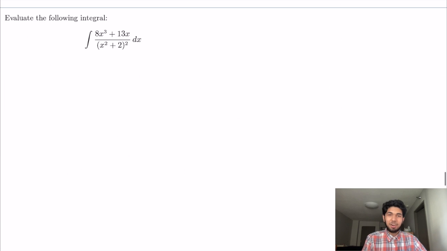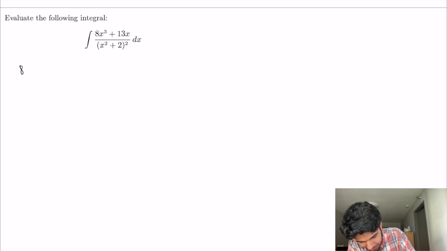One last question, and I promise this one isn't as complicated as the previous one, but it's still a good one to go over, so let us do it. By now we should know that this is going to be partial fractions, and thankfully I've already given you the denominator factorized, x squared plus 2 quantity squared. So now we just have to decompose it.